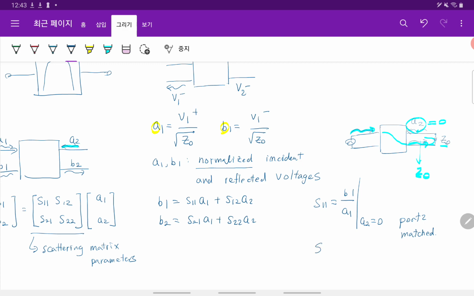What about S12? It is B1 divided by A2, and then A1 should be 0, right? What it means is that port 1 is matched.